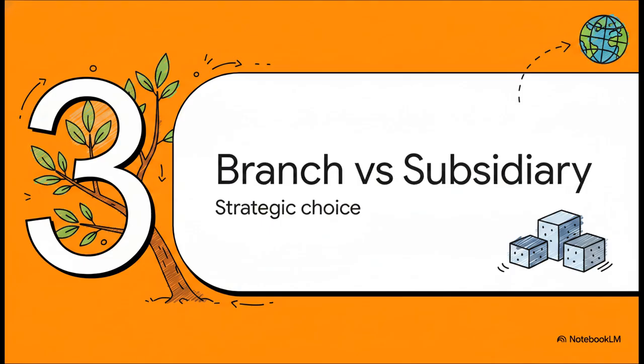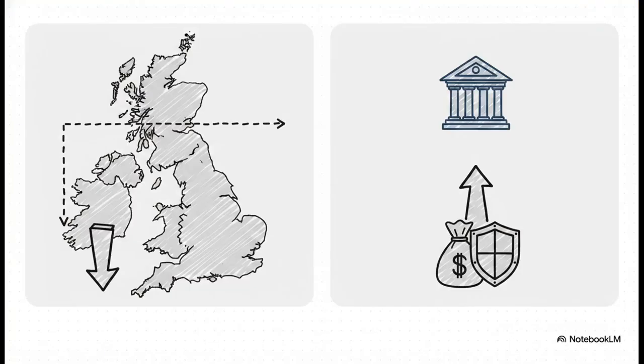Okay, Section 3, branch versus overseas subsidiary. We're moving from legal definitions into strategic application now. This is one of the most common and critical scenarios you're going to face as an advisor. Let's walk through this direct comparison methodically. Structurally, a branch is literally just a physical extension of the UK company. A subsidiary, on the other hand, is a completely separate legal entity.